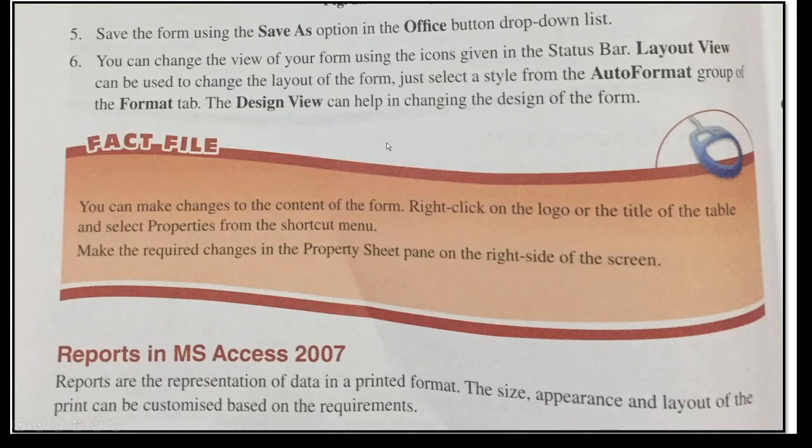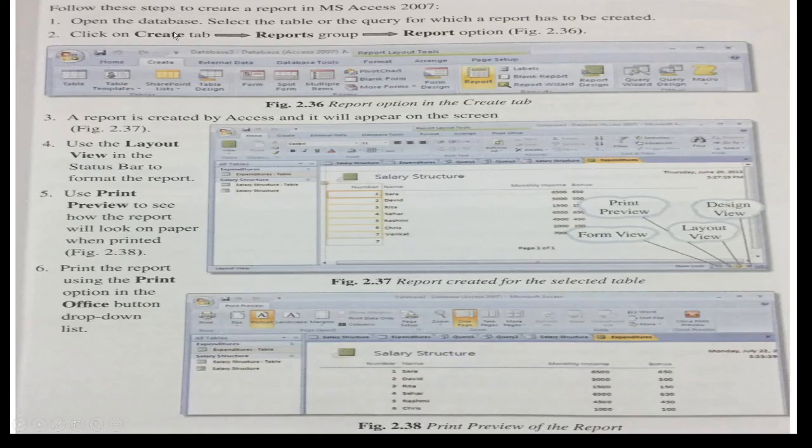So now let's open the database. How can we make a report? Open the database, select the table or the query for which report has to be created. Click Create tab, Reports group, and Report option. A report is created by Access and it will appear on the screen.